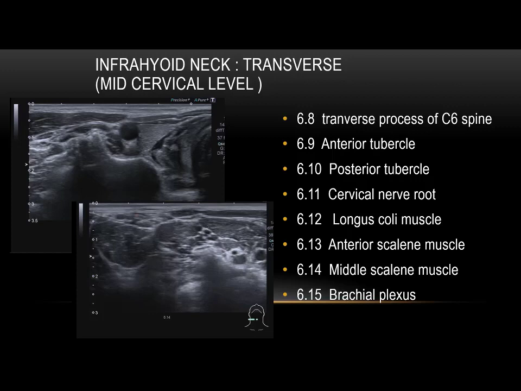There's another one. The longus colli muscle is a longitudinal muscle that is anterior to the transverse process of the cervical spine. This is the area of the longus colli muscle. Sometimes for the beginner, it may be misrecognized as enlarged lymph nodes. You have to scan up and down. If it is longitudinal, it is the longus colli muscle, not an enlarged lymph node.